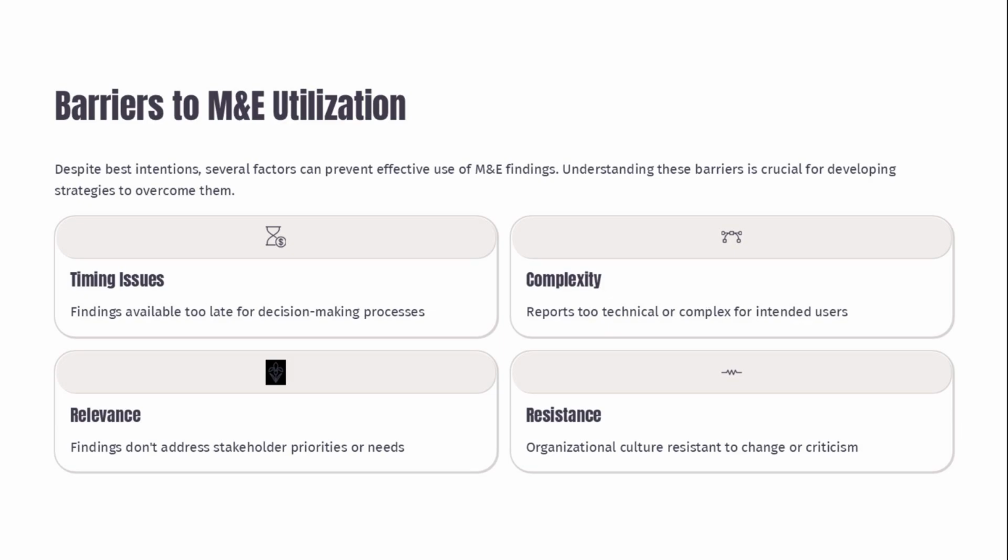Despite best intentions, several factors can prevent effective use of M&E findings. Understanding these barriers is crucial for developing strategies to overcome them. Timing issues arise when findings are available too late for decision-making processes. Complexity occurs when reports are too technical or complex for intended users. Relevance issues arise when findings don't address stakeholder priorities or needs. Resistance is encountered when organizational culture is resistant to change or criticism.